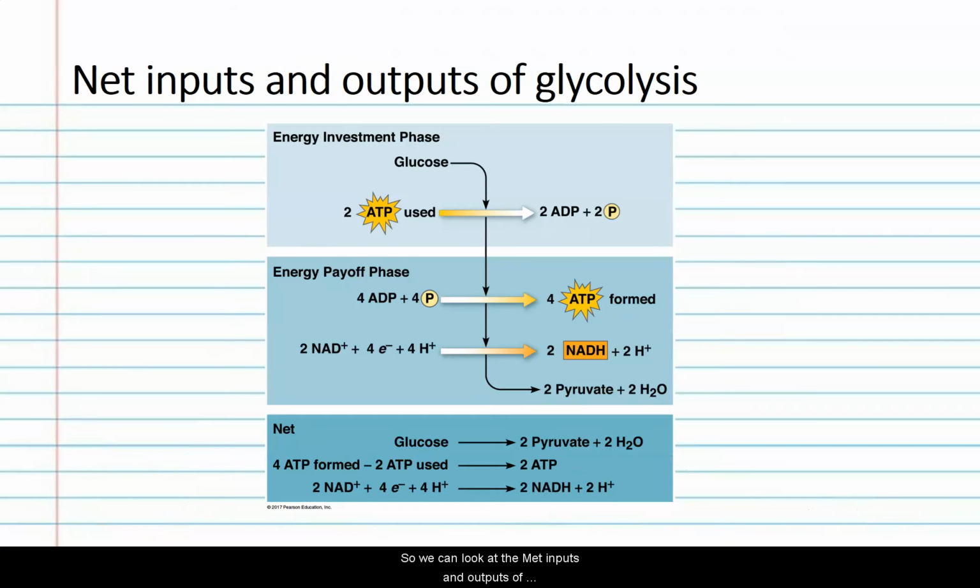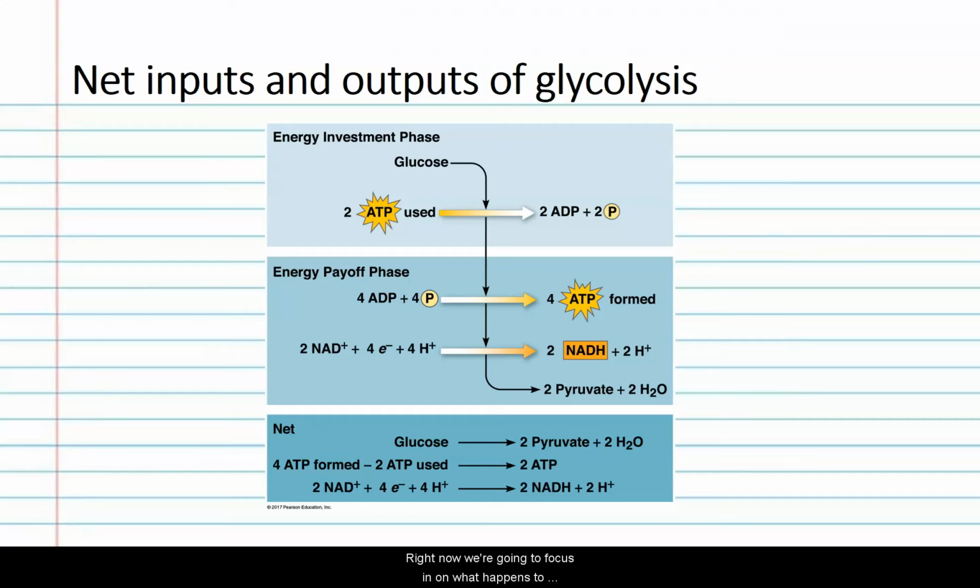So we can look at the net inputs and outputs of glycolysis. What goes in to begin with is glucose. In that first stage, we use up 2 ATP, but in the second stage, we regenerate 4 ATP, so our net gain of ATP from glycolysis is 2. We also get 2 NADH and 2 pyruvate.